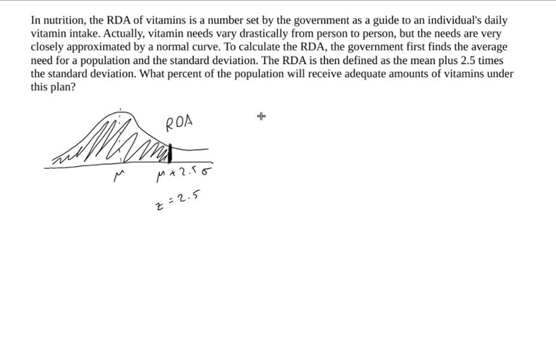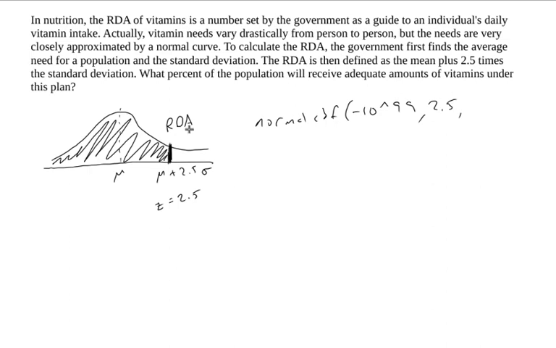We have a cutoff and we're looking for an area, so that means I want to use normal CDF. My lower cutoff is negative 10 to the 99th, which is negative infinity because I'm going forever to the left. My upper cutoff is 2.5 because I'm 2.5 standard deviations above the mean, the mean plus 2.5 times my standard deviation, or z equals 2.5.